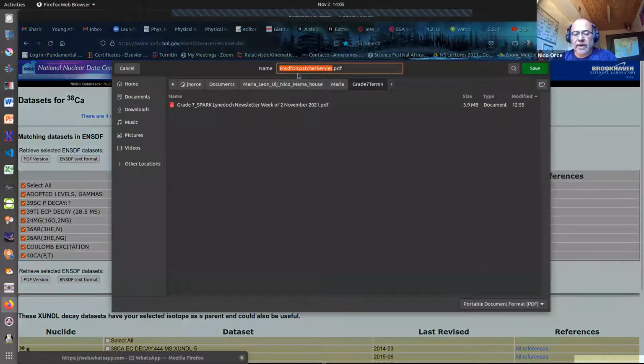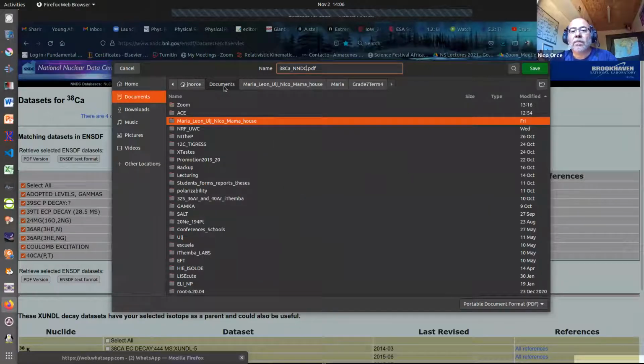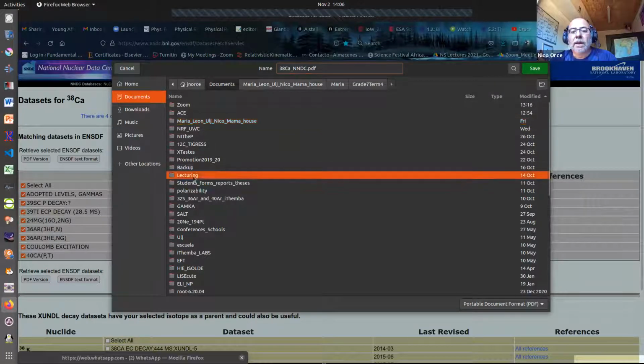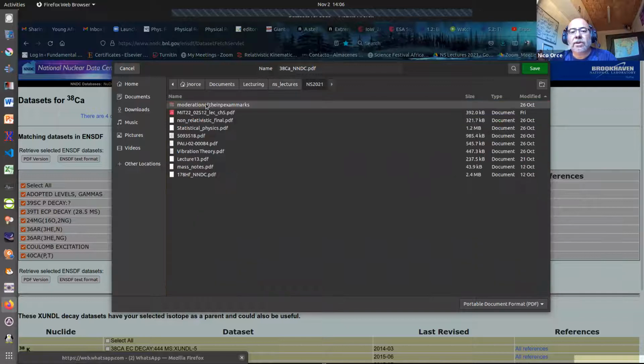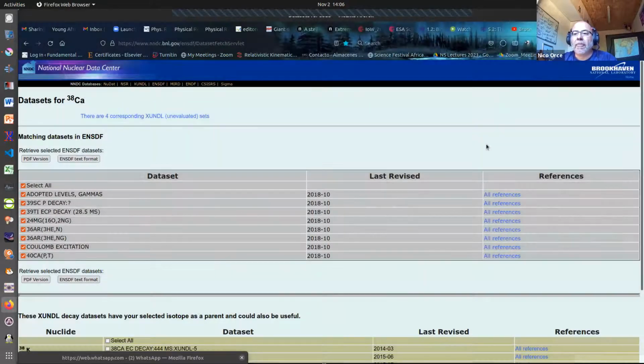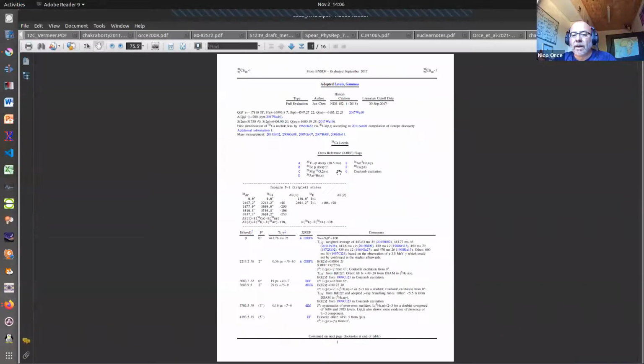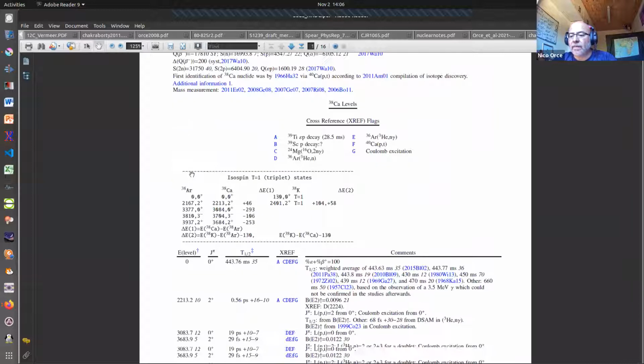And here we have 38 calcium, NNDC. And we put it in documents, in lecturing, nuclear structure here. We open it up. And let's look at what is happening right here.